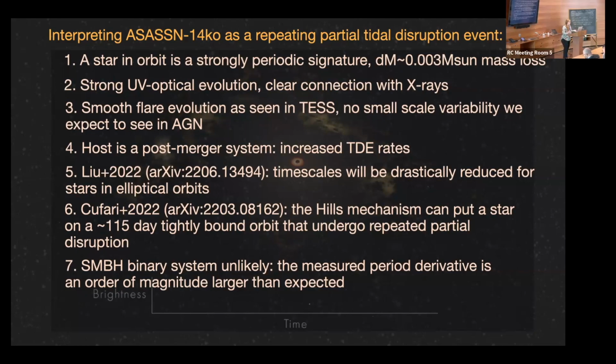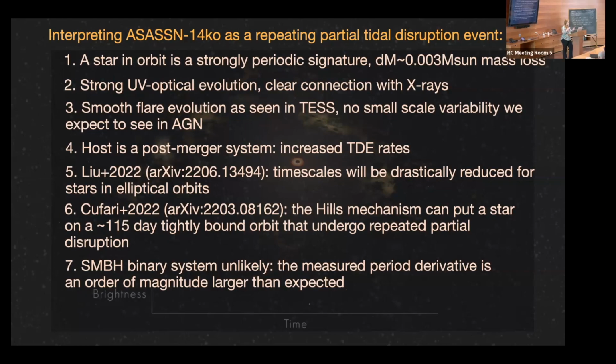And there have been some recent papers that have taken an analytical look at 14KO, which also support this partial TDE scenario. In Liu 2022, they found that the timescales will be drastically reduced by just putting the star on an elliptical orbit, which is what we have been talking about. Also in Q4 2022, they invoked the Hills mechanism, and they said it is possible to put a star on specifically a 150-day orbit to enable repeated partial TDEs.